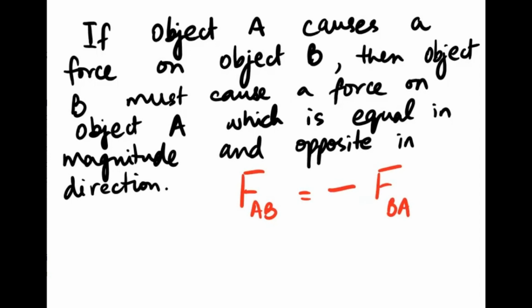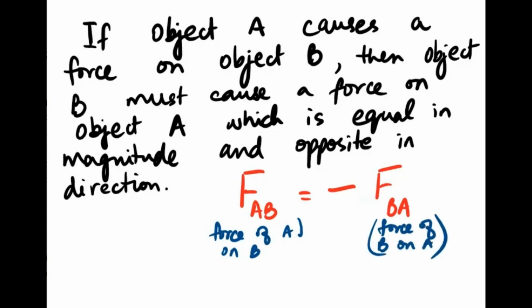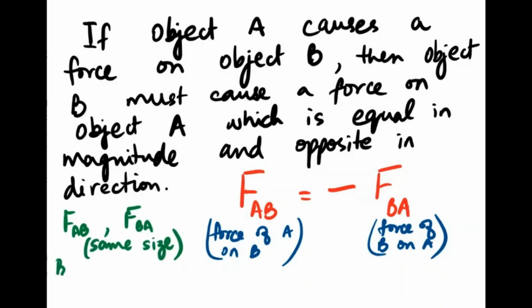We can write it in this mathematical relationship, which tells us the force of A on B is equal to the negative of the force of B on A. What this equation also helps us see is that the sizes of the forces are the same, and it's also telling us that they are in the opposite direction. And the negative sign helps us understand the opposite direction of the forces.